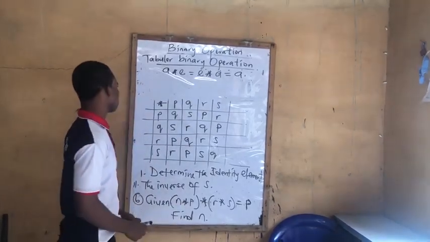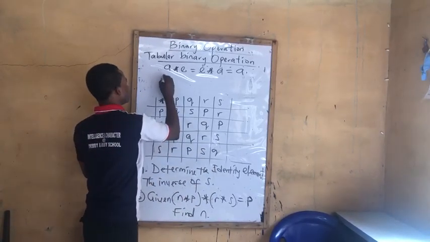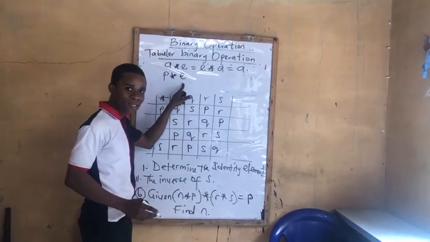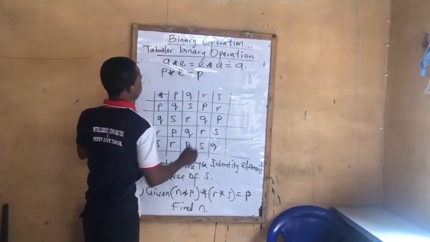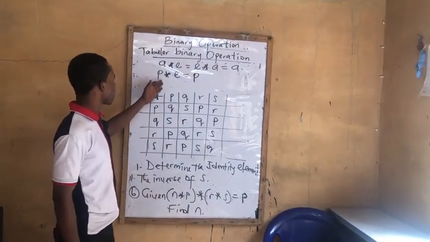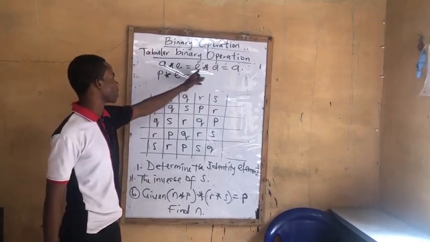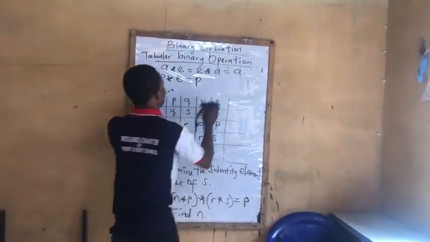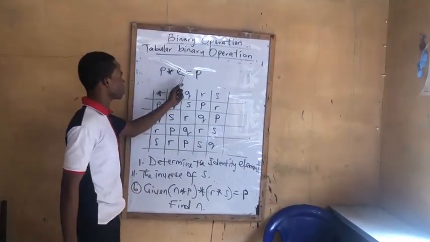Now, based on this table, I will change this A to P, because we are given P asterisk identity. Our E is the one that represents our identity, and this thing must give you P back. If you have not watched the previous videos on the identity, try to do so. So P asterisk E, the identity, must give us P back. Even if you do it as E asterisk P, it must also give you P. This is what we are trying to follow now: P asterisk identity equals P.